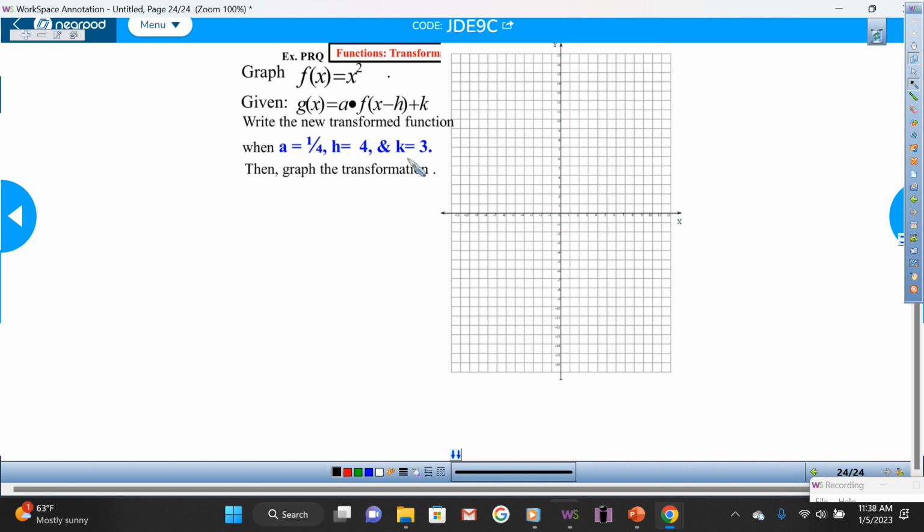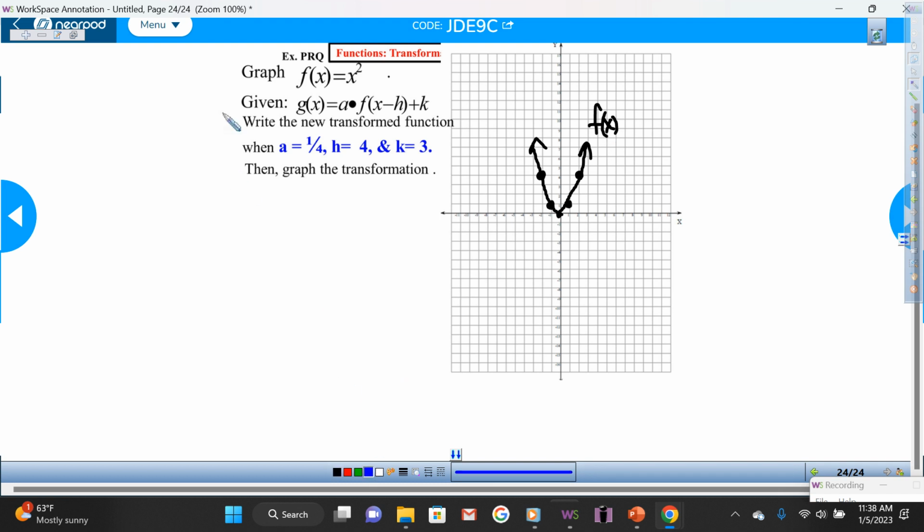You should have had one blank one, right? Here we go. For this one, you should have done negative 2, 4, negative 1, 1, 0, 0, 1, 1, 2, 4. And you label that f of x. So far so good, yes?